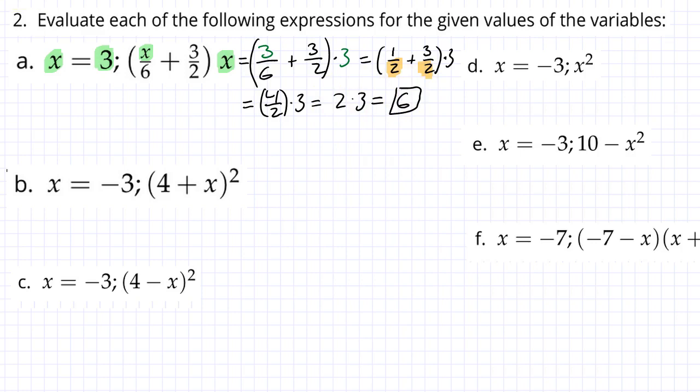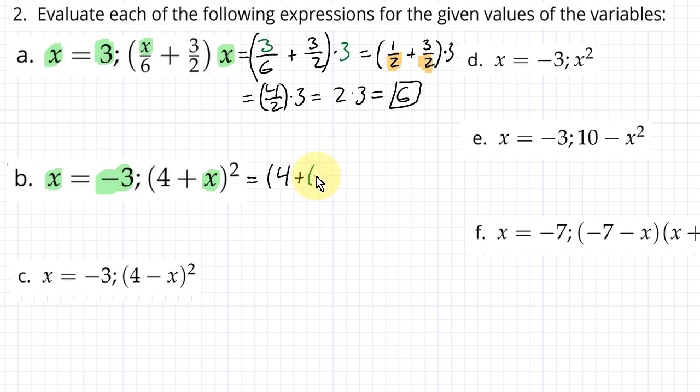All right, so for part B, we're going to replace this x here with -3, because it says that x should be -3, and so we're going to evaluate this expression. So this becomes 4 plus -3 here, squared. 4 plus -3 is just 1, so you've got 1 squared, which is 1.